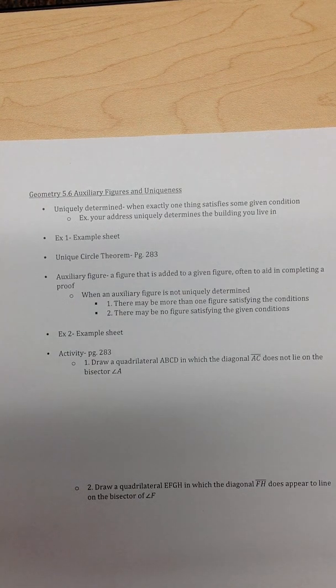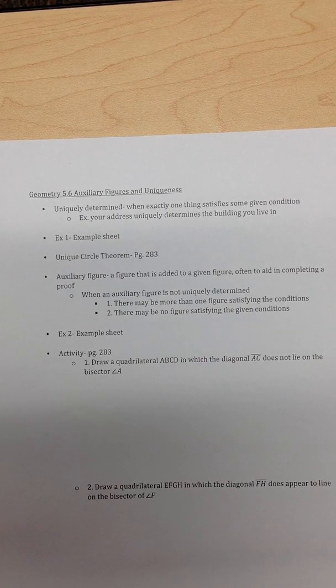This is section 5.6, auxiliary figures and uniqueness. Alright, so the first thing we've got here is uniquely determined. That's when exactly one thing satisfies a given condition. An example of this would be your address. That uniquely determines the building that you live in, because there's only one address for the building that you live in.